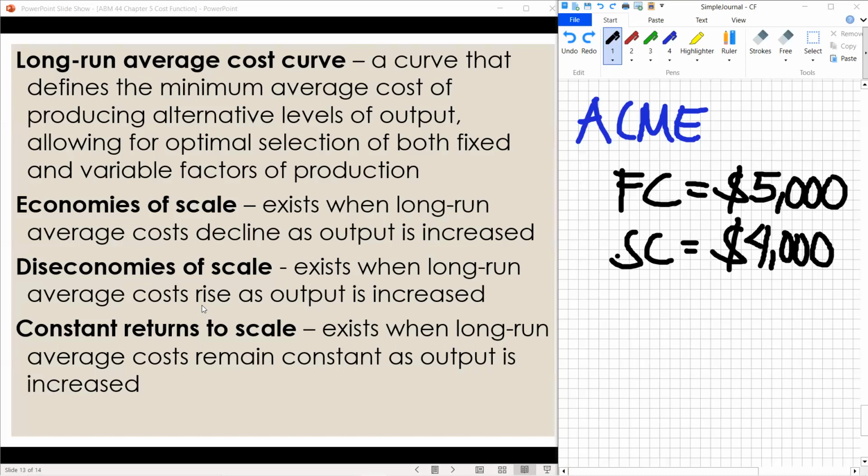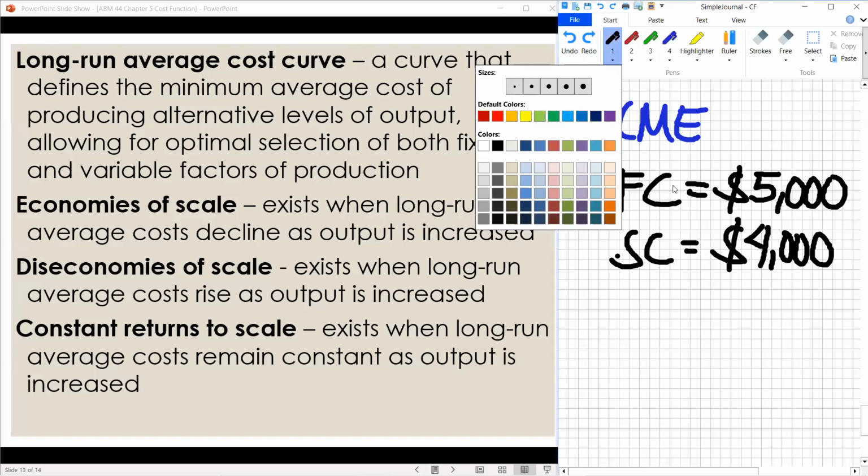Next is diseconomies of scale. This is where average costs rise as output is increasing. So that means you are losing more than you are gaining in your company. That's what it means by diseconomies of scale. Or again, your cost is higher, due to the average cost rising as your output is increasing. So that means additional expense for you. While constant returns to scale exist when long-run average cost remains constant as output is increased.